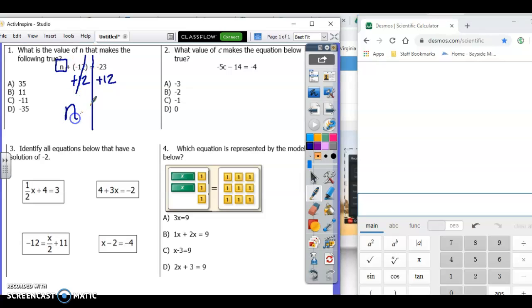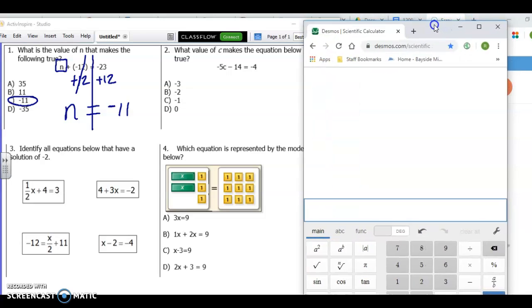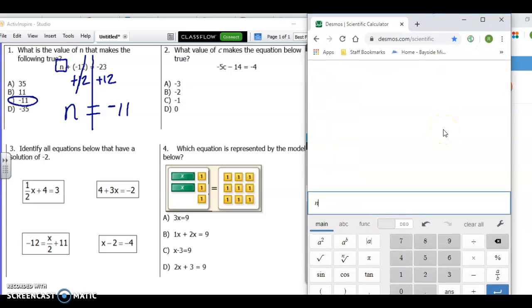So now we have n equals negative 23 plus 12. You can type that in your calculator, but you get negative 11. So you should always come over to your calculator and check it. So we think n equals 11, so we type in n equals 11, and then we come down and we type in the problem. So n plus negative 12.